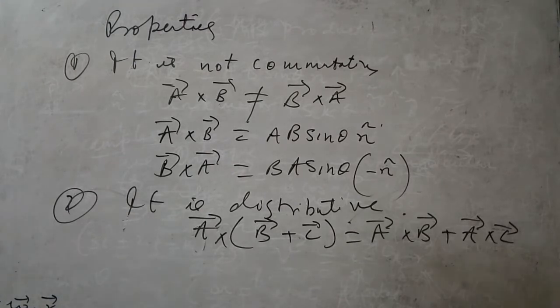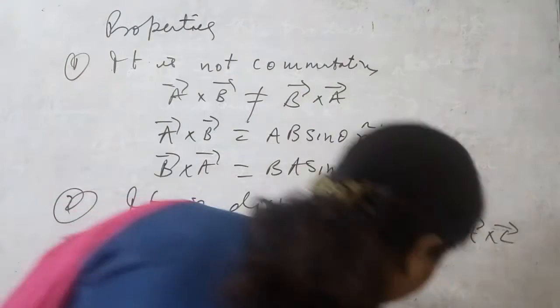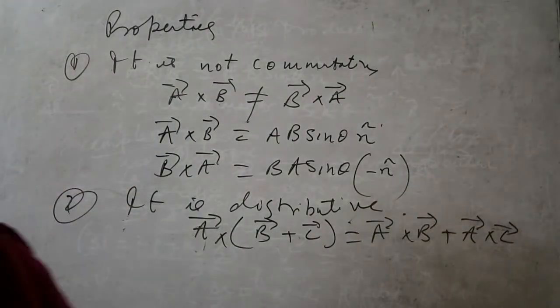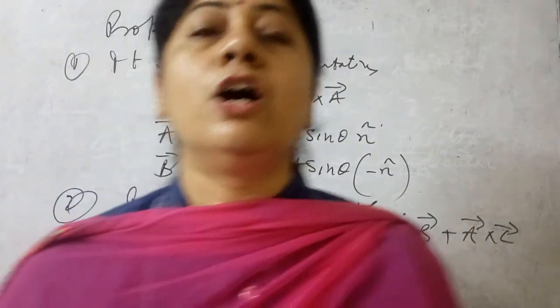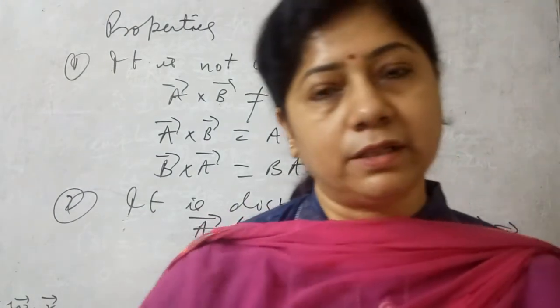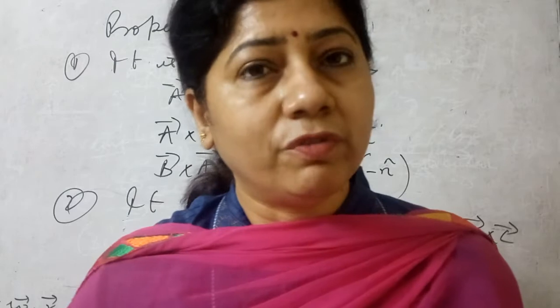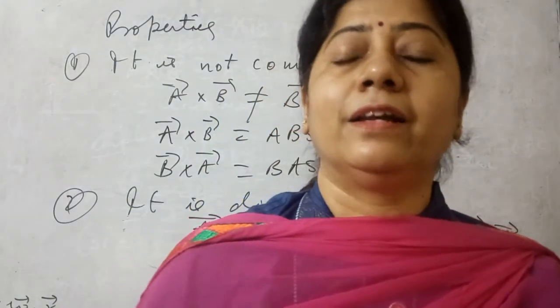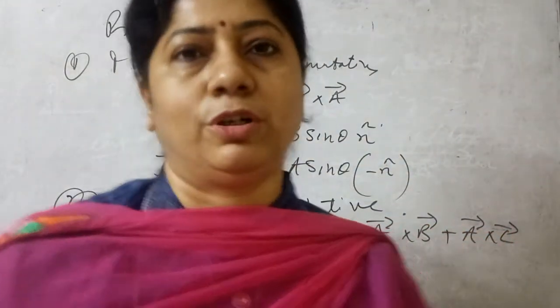Now next, again a very important thing that we will be doing is with the perpendicular. Suppose A vector cross B vector, if we are talking about the vector product, and these two vectors are perpendicular to each other, what will happen? And if they are parallel, then what will happen? Let's check it out.